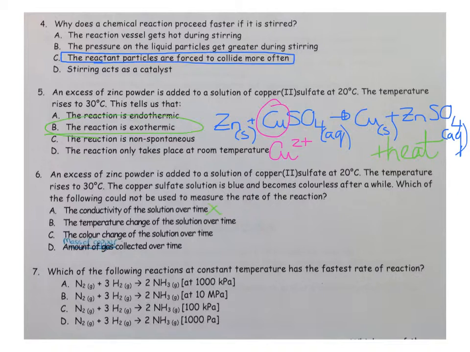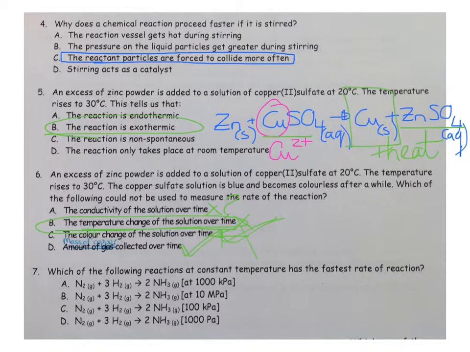The reason it's not great is because you've got ions on the left and ions on the right. The temperature change over time doesn't tell me how fast the reaction is going. It just tells me whether it is an exothermic or an endothermic reaction. The color change does make a difference, and the mass of copper, how much copper is being produced, does make a difference. So these two are good ways, the conductivity is an iffy way, but definitely the temperature is not going to work. So temperature over time is not going to work.